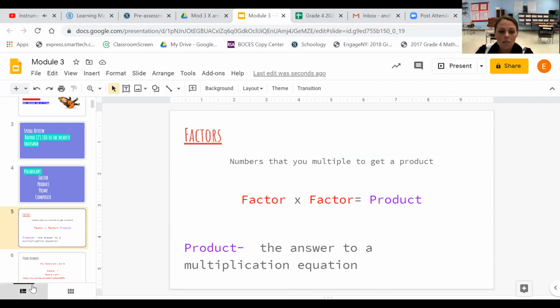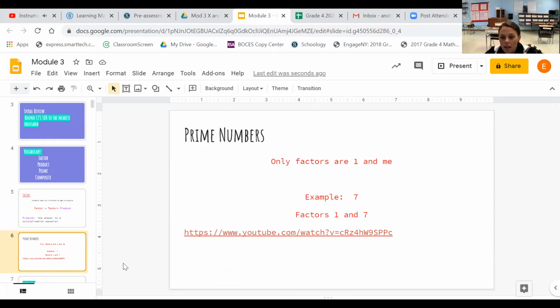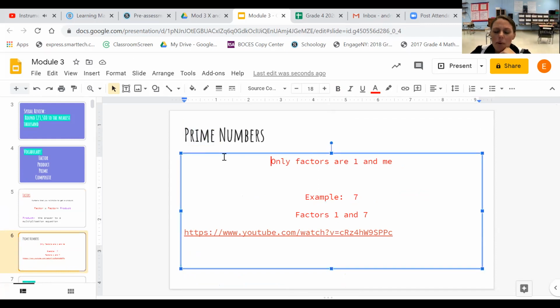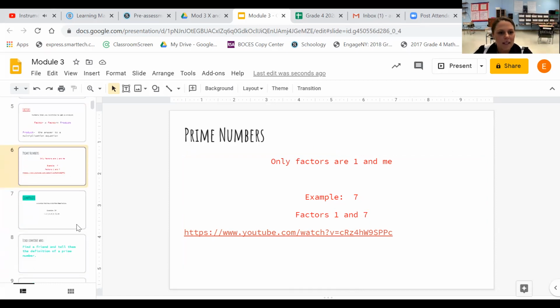Okay, let's keep moving. I think you heard it in the video, another precise word was prime. A prime number means there's only two factors. For example, 7 is prime because to get to 7, I can only multiply two numbers, 1 and 7. There's another video about this. I'm going to show it to you tomorrow, all about prime numbers, okay?